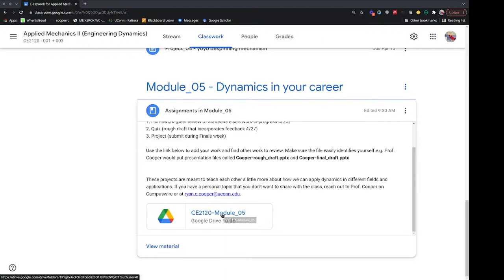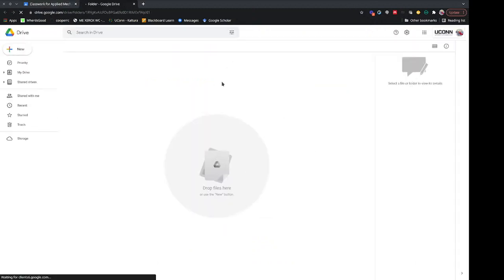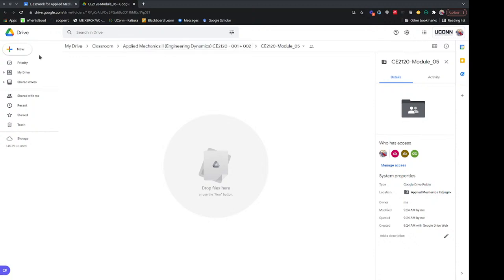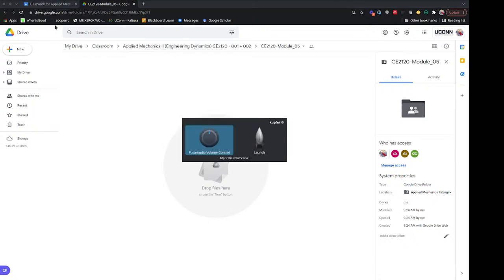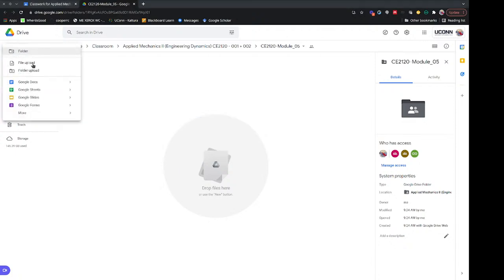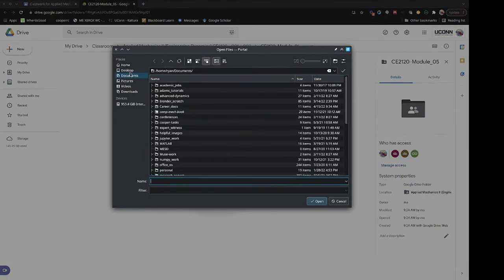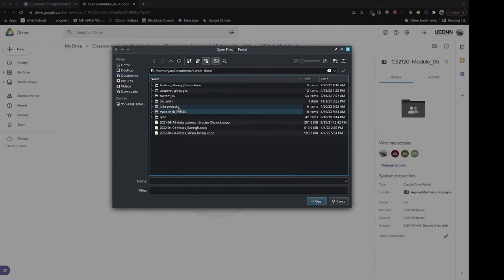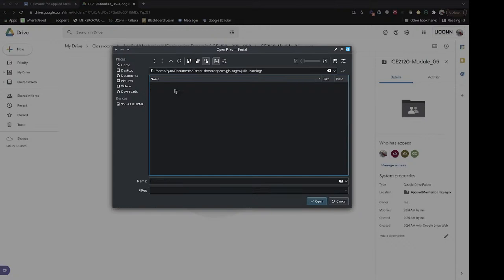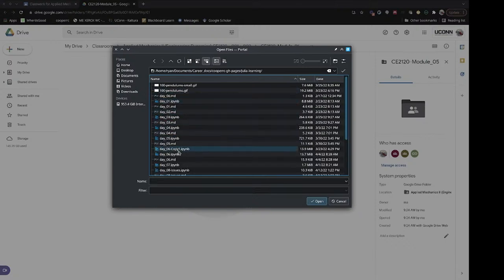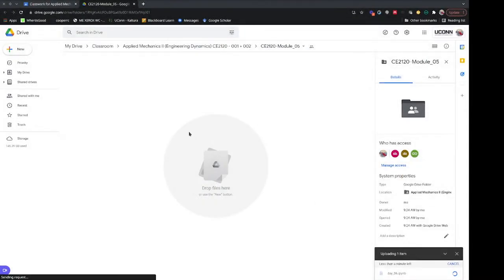Main thing is, if I'm going to add a project in here, so let's say I want to add a Jupyter notebook, I could say file upload, and then I'm going to add something from my work in Julia. Let's see, in here, Julia Learning. So I'll just add, I think, day 6. I'm going to put a Jupyter notebook up in here.